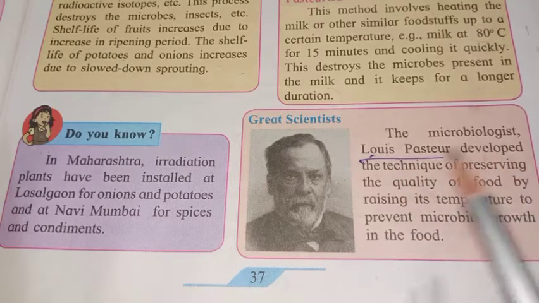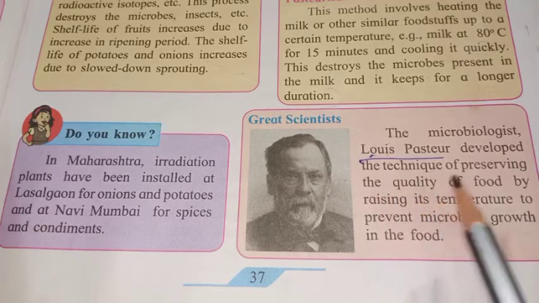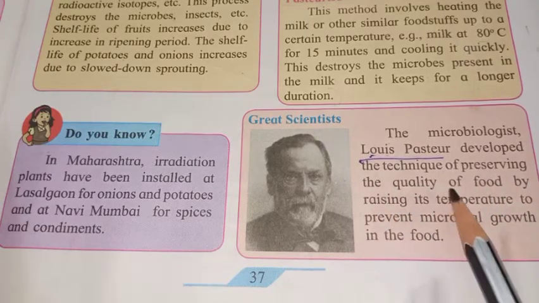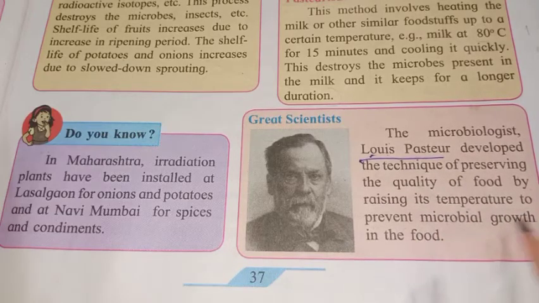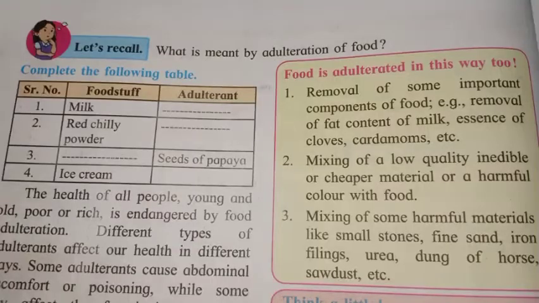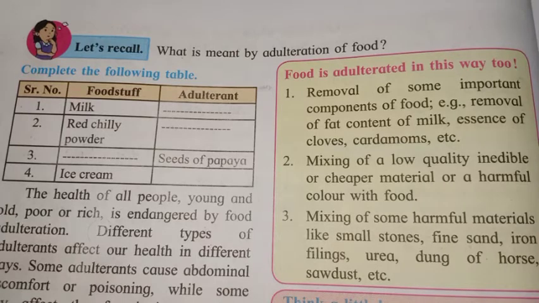The microbiologist Louis Pasteur developed the technique of preserving the quality of food by raising its temperature to prevent microbial growth in the food. Now children, next point is adulteration of food. What is meant by adulteration of food? A very simple and easy example of adulteration of food is milk and water. Water is added in milk to increase the quantity of milk.